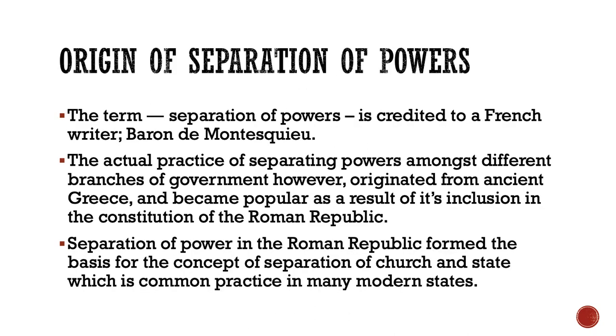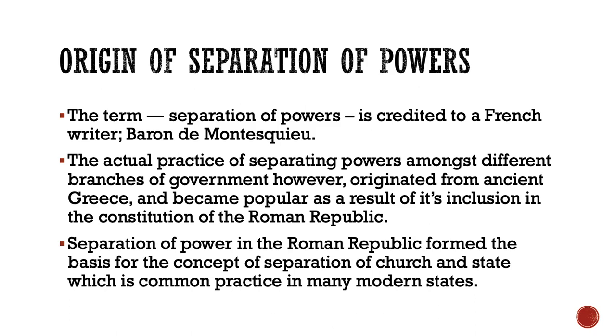Now, how did this principle originate? Baron de Montesquieu, a French writer and scholar, is credited as having coined the term separation of powers. But the question is, was Baron de Montesquieu the first individual to refer to this notion in practice? Was there a practice of separation of powers before Montesquieu? Perhaps it wasn't known as separation of powers. Maybe Montesquieu gave it that name, but was there some form of practice of separating powers before Montesquieu came up with this concept? And the answer is yes.